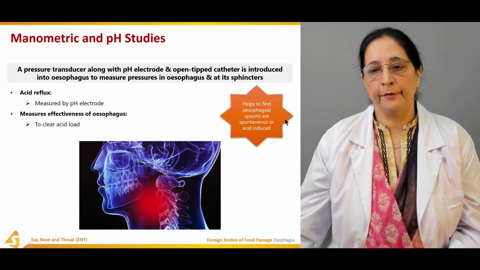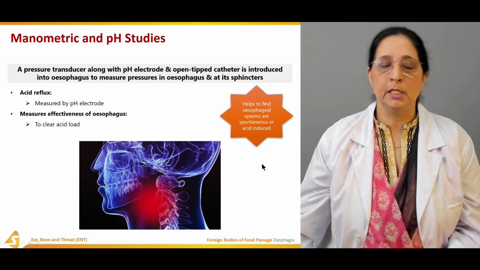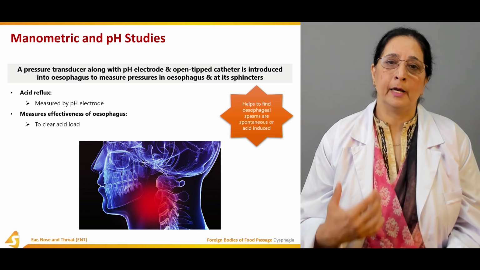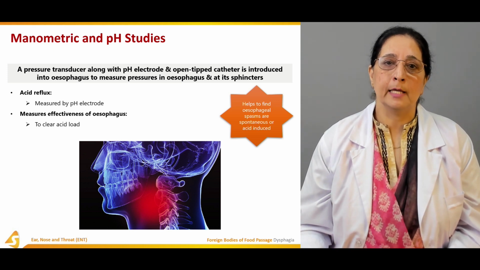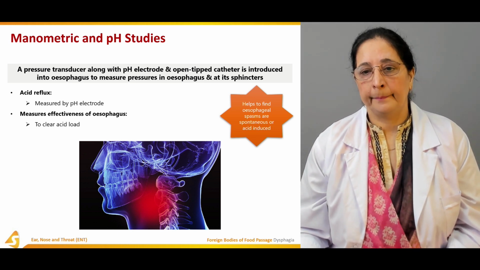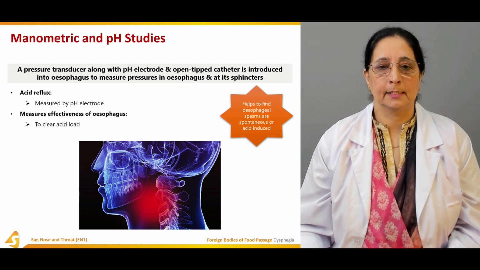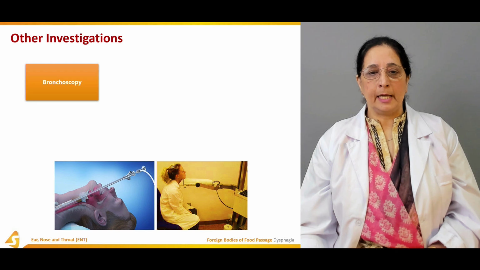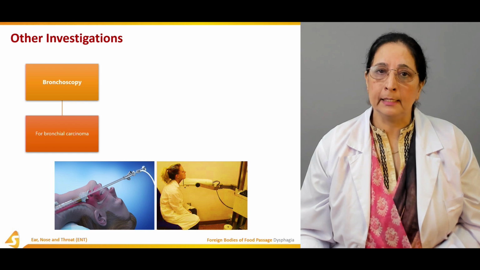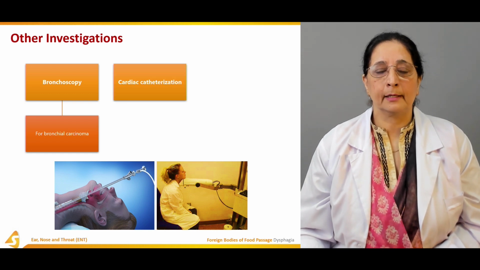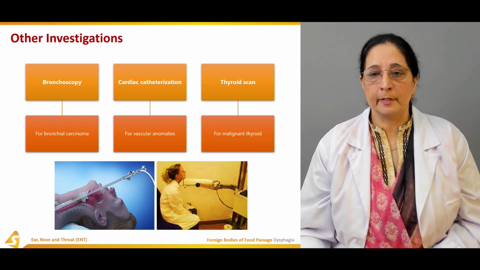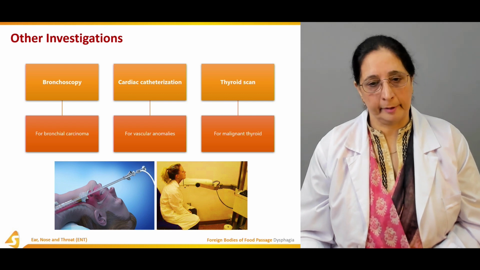It helps to find out whether esophageal spasms are spontaneous or acid induced. So it's very important, we should look for this to find out whether the spasms are a result of increased acid, or due to another condition, or spontaneous. Some other investigations that can be performed: bronchoscopy for bronchial carcinoma, cardiac catheterization for vascular anomalies, and thyroid scan for malignant thyroid.